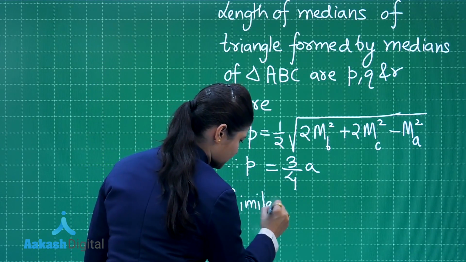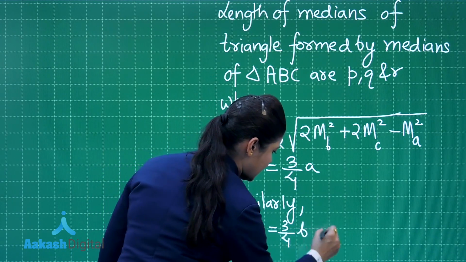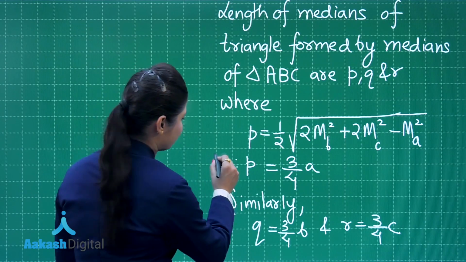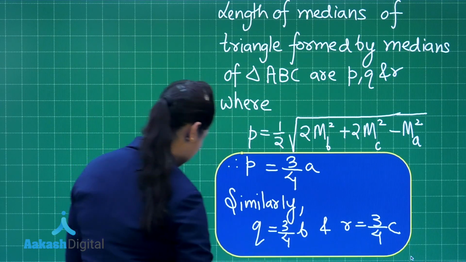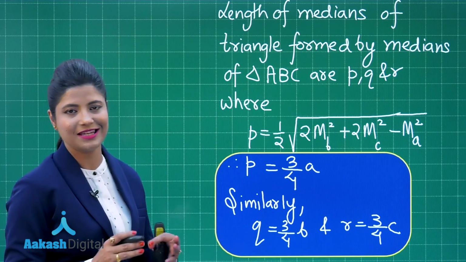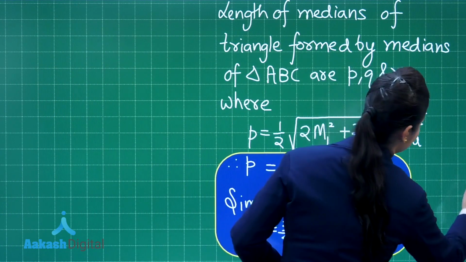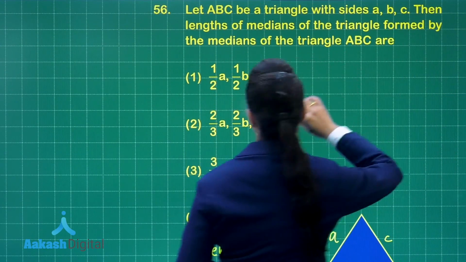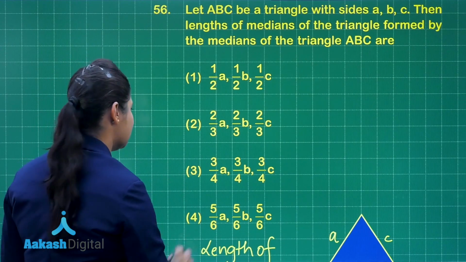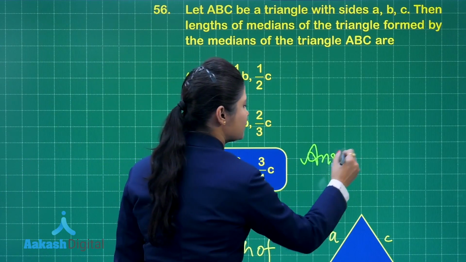Similarly, on the same pattern, you will get the value of q equal to 3 upon 4 times b, and the value of r will be 3 upon 4 times c. So, taking this into consideration, I can now definitely say that the lengths of the medians of the triangle formed by the medians of triangle ABC are given by 3/4 a, 3/4 b and 3/4 c. So, out of the four options given to us, now you can definitely identify your answer. It is given by option number 3. So, you can definitely mark your answer as option 3.